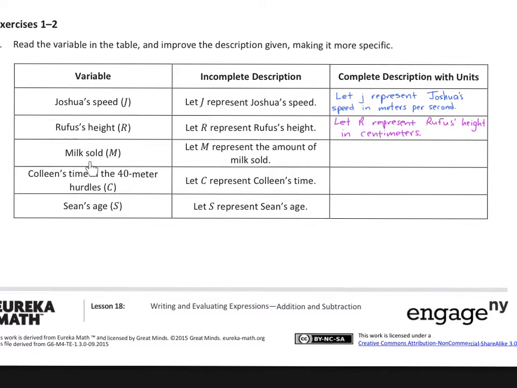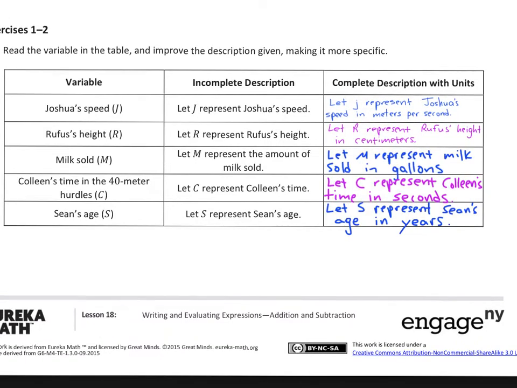So why don't you try milk sold? It represents how much milk is sold. What kind of units would you use to measure the milk sold? What kind of units would you measure a time in the 40-meter hurdles? And what units would you measure age in? Okay, so how do we usually measure milk? We usually measure milk in gallons because we buy it by the gallon. So it would make sense to use gallons as our unit to represent how much milk is sold.